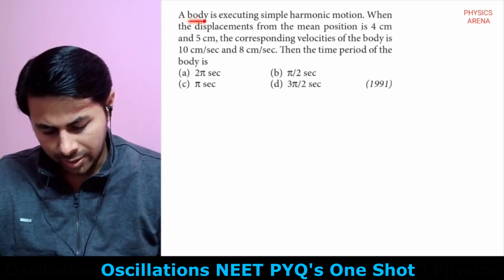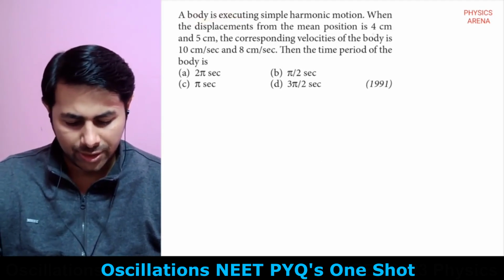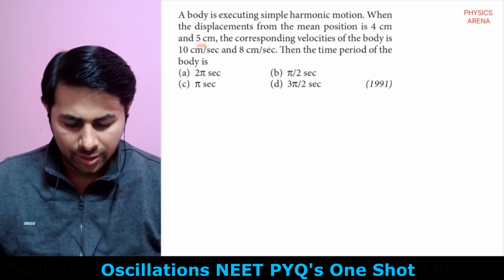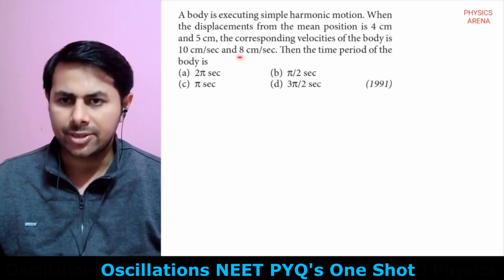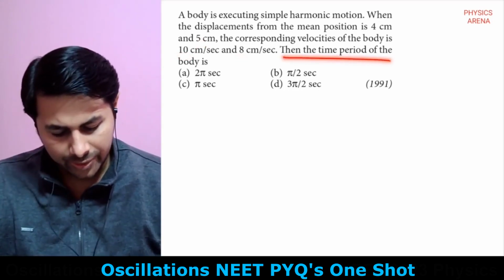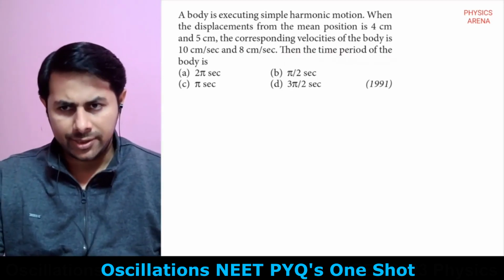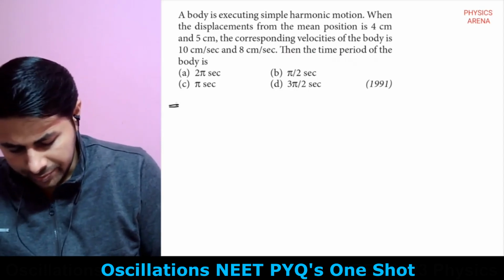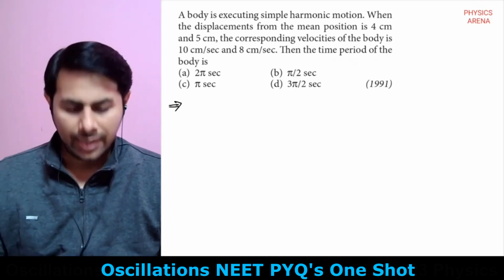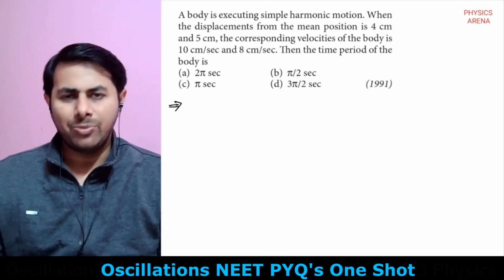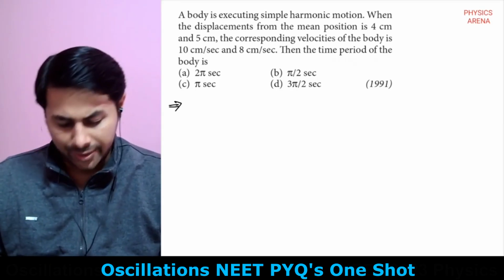Option A. A body is executing simple harmonic motion. When the displacement from mean position is 4 centimeter and 5 centimeter, the corresponding velocities of the body are 10 centimeters per second and 8 centimeters per second. Then the time period of the body is, okay. So we had solved a similar kind of problem yesterday, but there the values were not given. There, at positions x1 and x2, the speeds v1 and v2 were given, right?